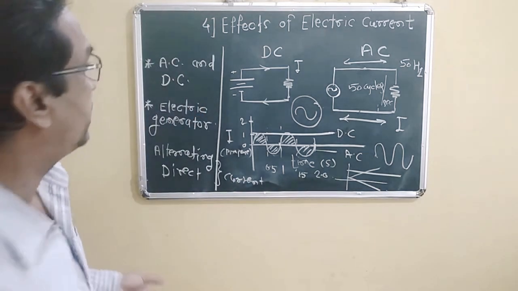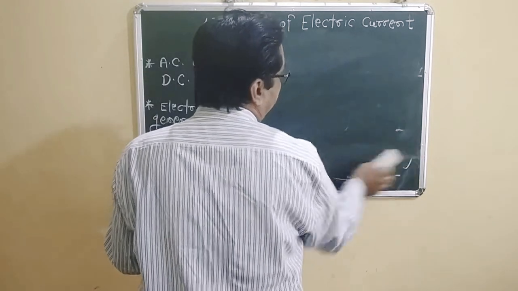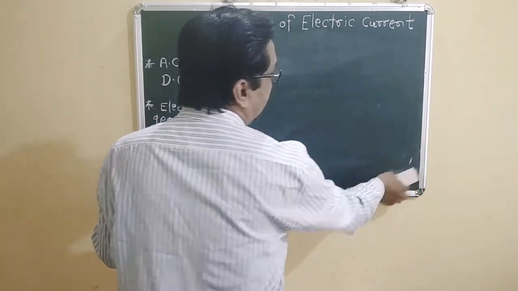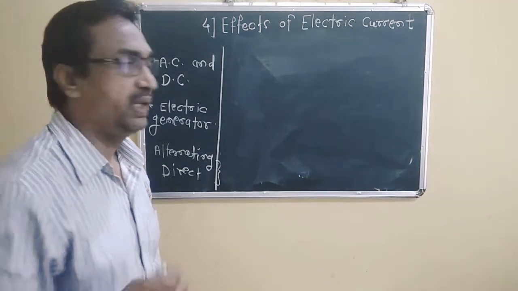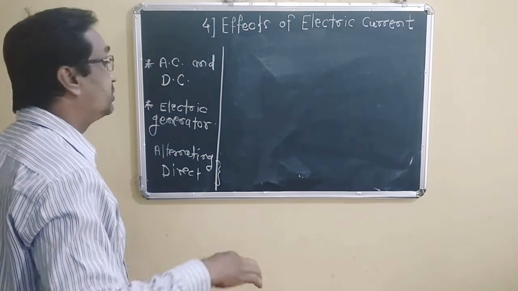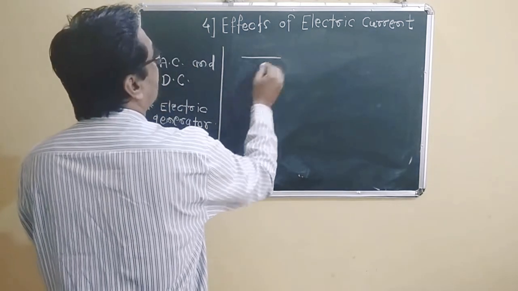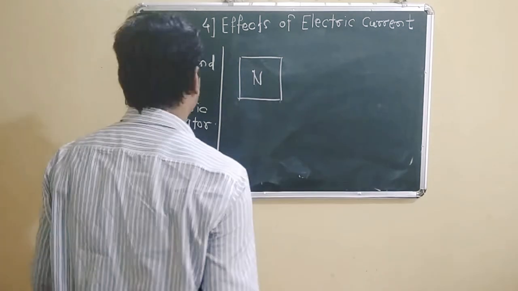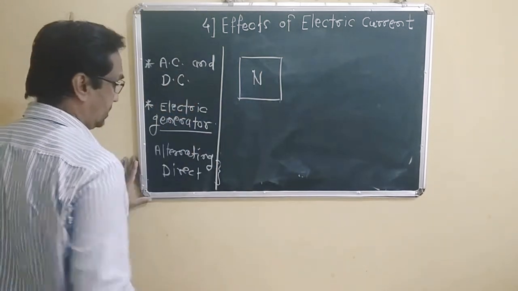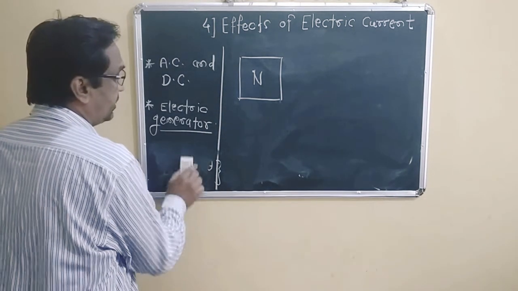So the electric generator is the device which can convert mechanical energy into electrical energy. We have seen an electric motor. Here is the construction of an electric generator.